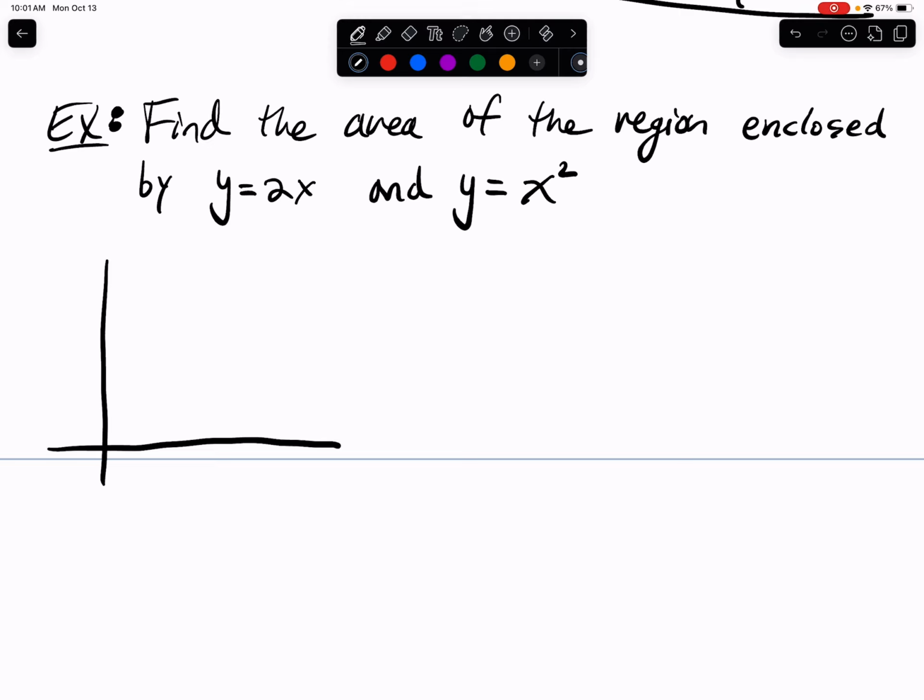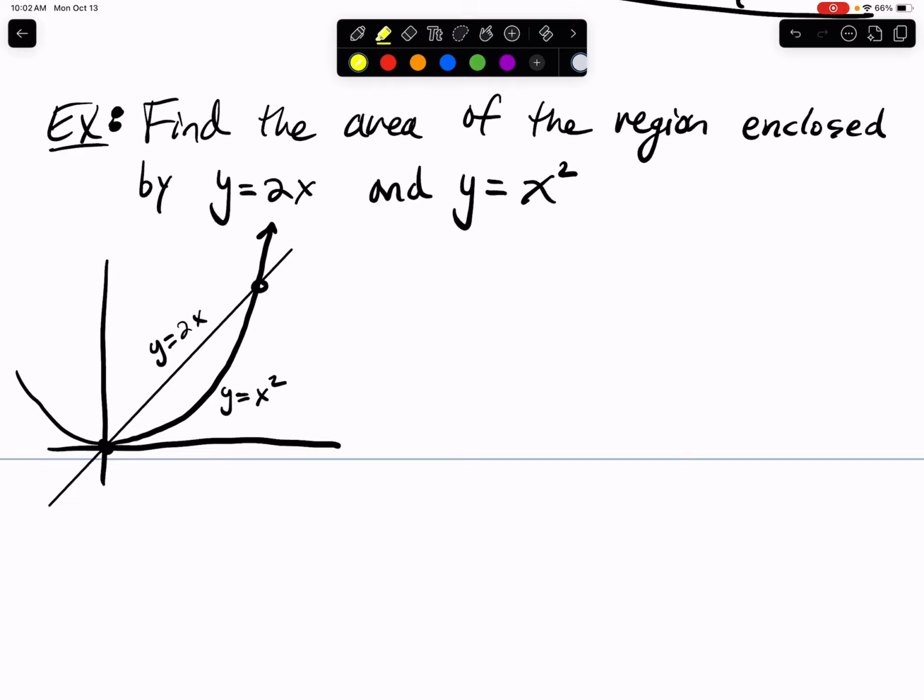So y equals 2x. I'm not drawing this perfectly, but whatever. y equals 2x goes through the origin with slope 2. y equals x squared comes up and keeps going like this. They're going to cross in 2 points. So this is y equals x squared here. And I want to find that region R right there.